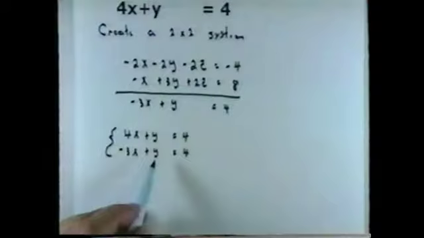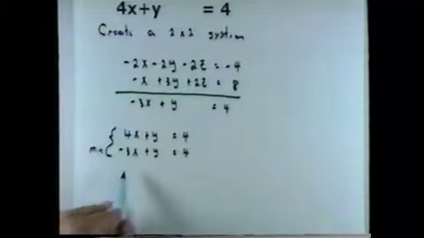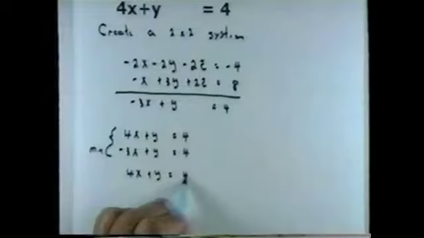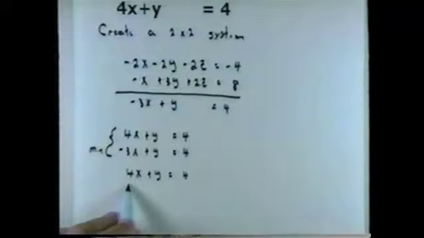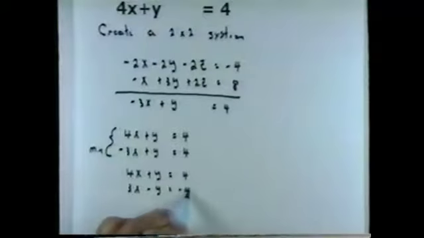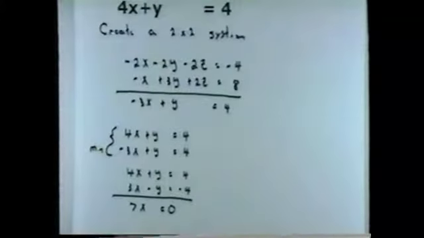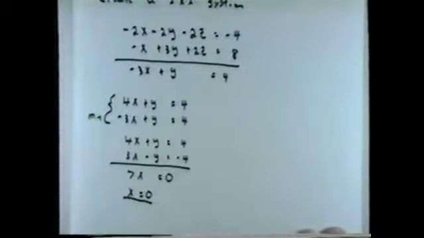Now I need to eliminate the y's. What I can do here is multiply the second one by -1 and add it to the first. So I have 4x plus y is equal to 4. I left it unchanged. Multiply by -1. -1 times -3 is +3. -1 times y is opposite of y. -1 times 4 is -4. I get 7x is equal to 0. Now if 7x is equal to 0, then obviously x is 0.